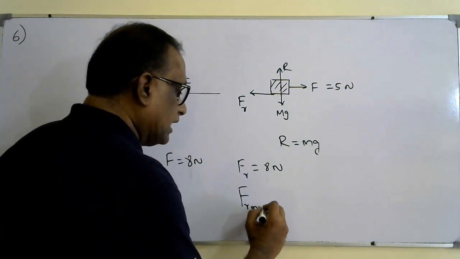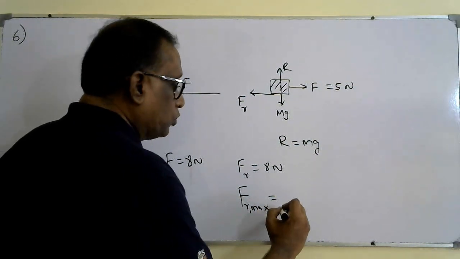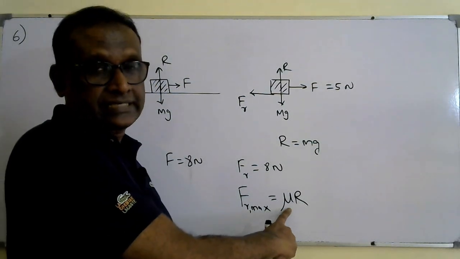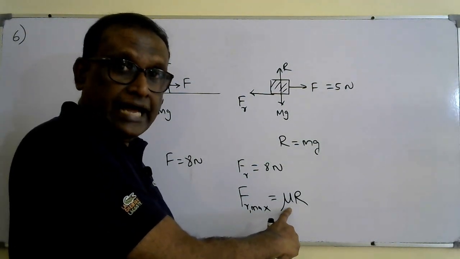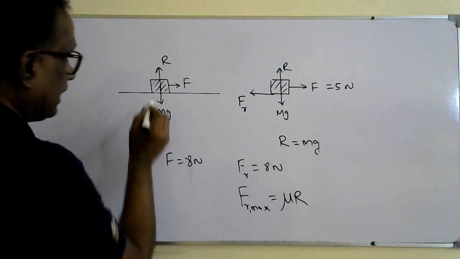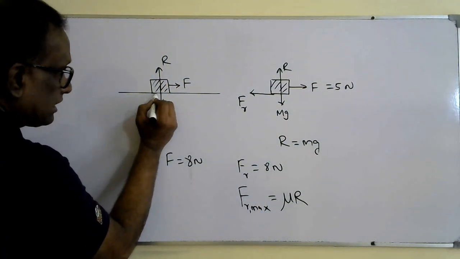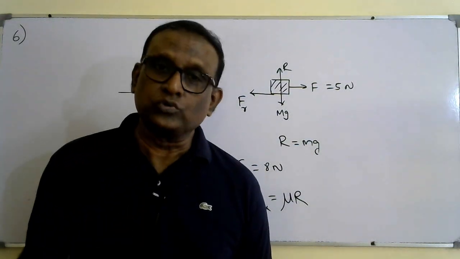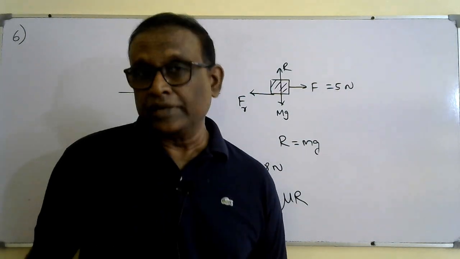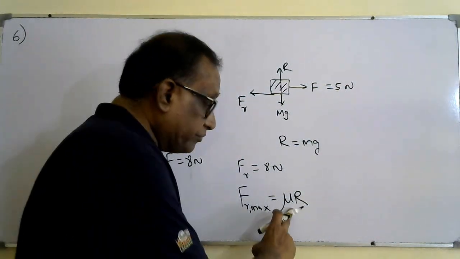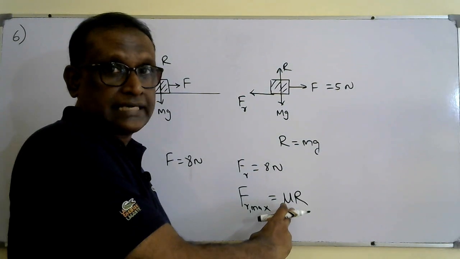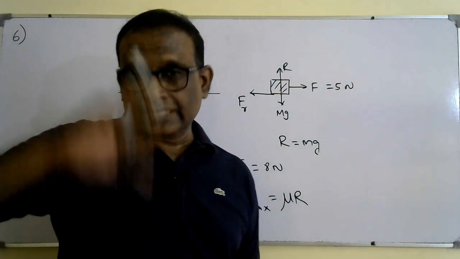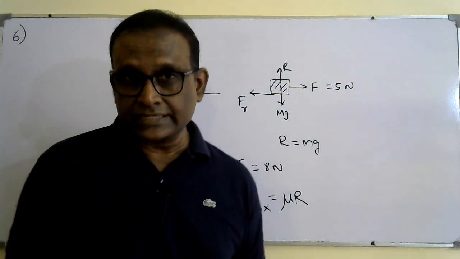Some books use this. That is equal to mu times R, where mu is called the coefficient of friction. Mu depends on the type of the contact surfaces between the two objects. How smooth the contact surface is and what type of materials they are: so many factors decide the value of mu. We don't say mu for one object, it's a mu for the contact surface. So mu between two objects, the contact surface, always remains constant.